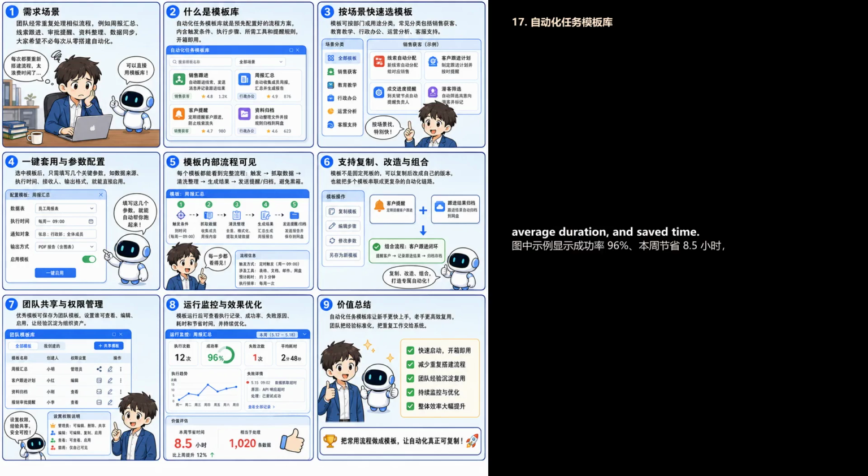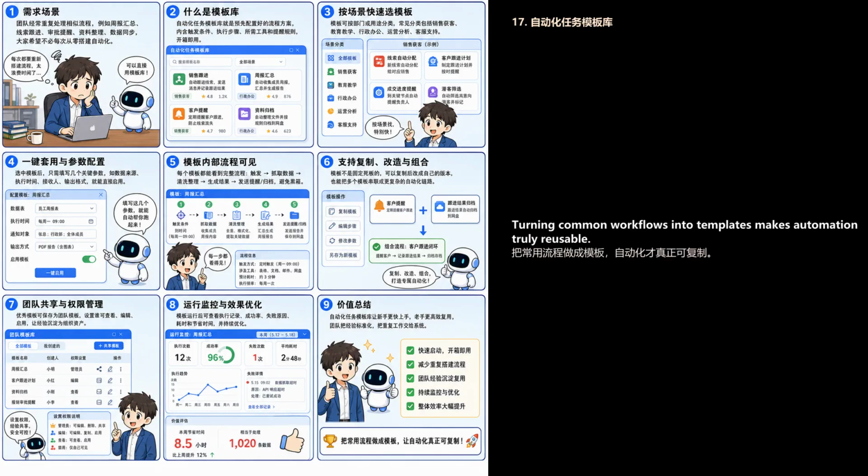Automation does not end after activation. It should be continuously optimized. The ninth panel summarizes value. Quick start, ready-to-use processes, less repeated construction, reusable team experience, continuous monitoring and optimization, and significant efficiency improvement. Turning common workflows into templates makes automation truly reusable.